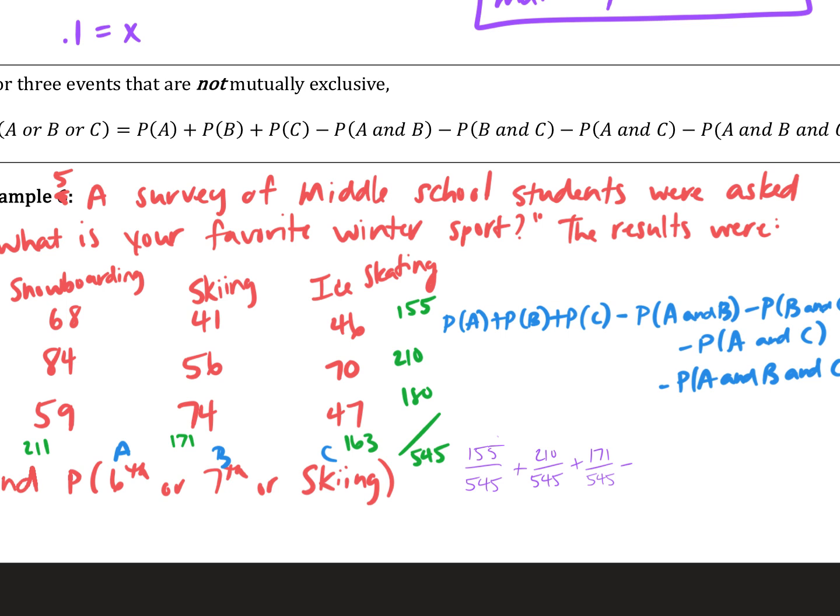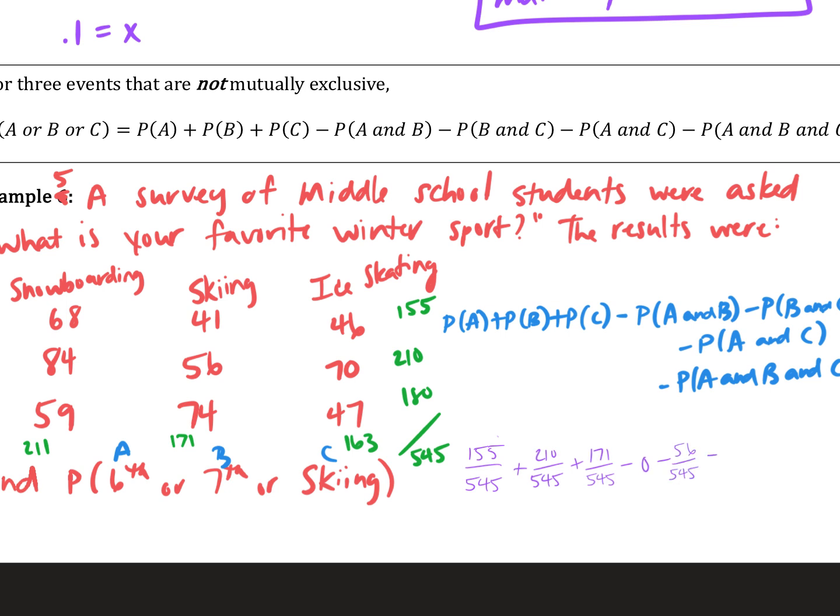Okay, now let's start subtracting. What's the probability of both A and B, 6th and 7th grade? Can't do it, so therefore it is 0. Probability is 0. Was not a trick question. What's the probability they are in 7th grade and like skiing? So minus 56 out of 545.